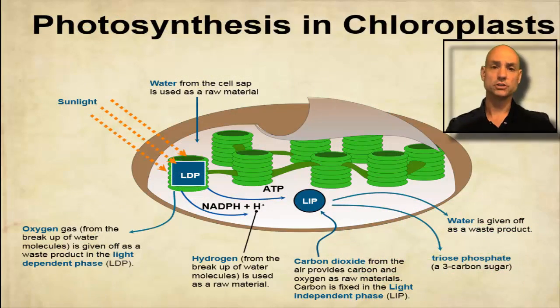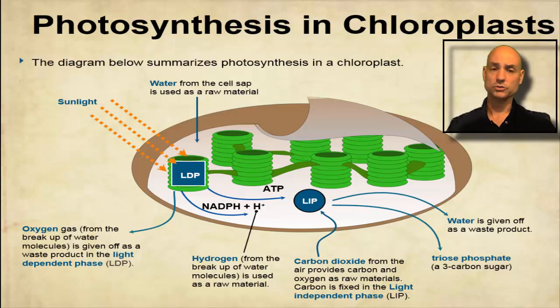So, photosynthesis in chloroplasts. The diagram below is really showing the process here. We have water coming in, sunlight hitting these thylakoids, and in the process it's generating some ATP, some NADPH, and H+, and this is carried from the LDR, the light dependent reactions, over to the light independent reactions. In the process we also release oxygen down here.